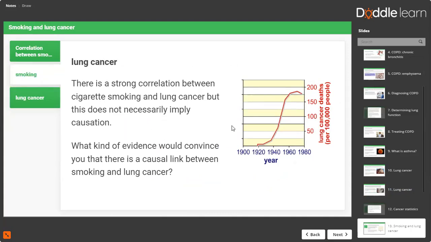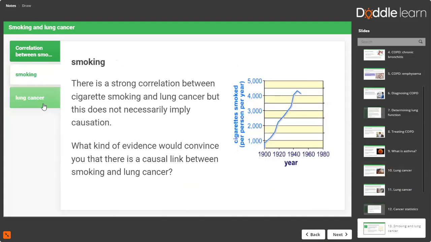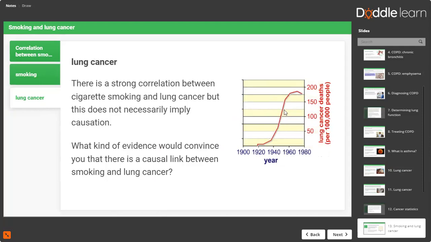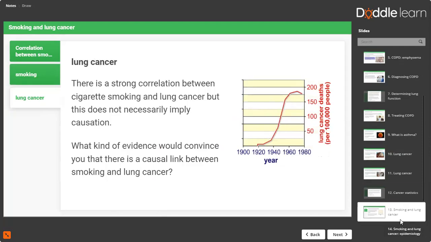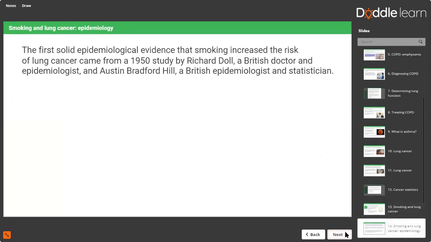So obviously, as we can see, the amount of smoking has increased through the years. The number of deaths from lung cancer has also increased over the years. So the first solid epidemiological evidence that smoking increased the risk of lung cancer came from a 1950 study by Richard Doll, a British doctor and epidemiologist, and Austin Bradford Hill, a British epidemiologist and statistician.